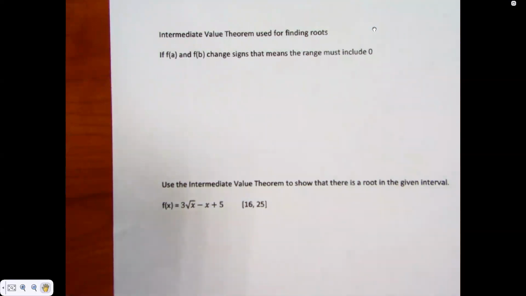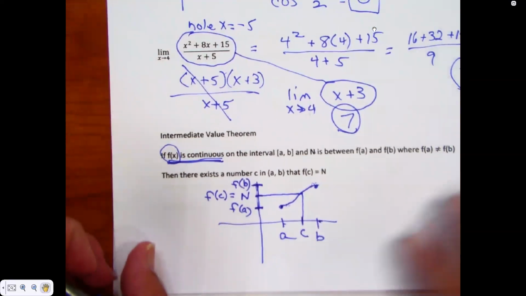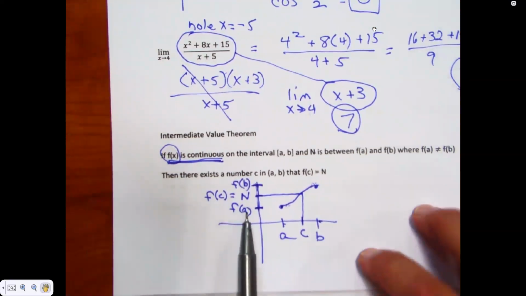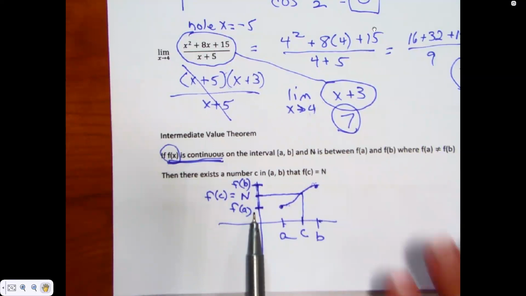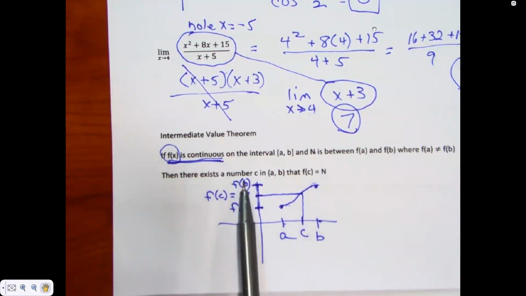What happens? Let's take a look at my graph. Let me go back to this. You guys can just look. Was f of a, the place that I put it, positive or negative? Is that y value positive or negative? Positive. My f of b, also positive.